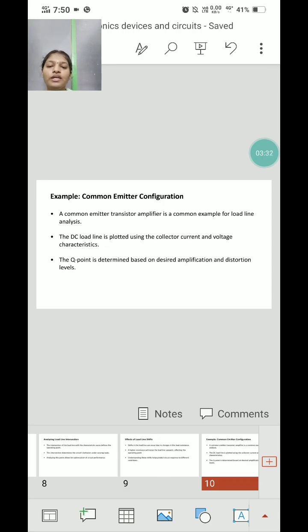Next, we can go through the example for DC load line. Common emitter configuration. A common emitter transistor amplifier is a common example for load line analysis. The DC load line is plotted using the collector current and voltage characteristics. The Q point is determined based on desired amplification and distortion levels.